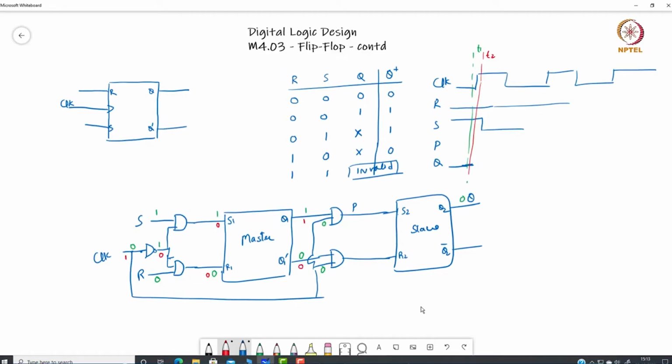Now the clock has become 1, this has become 1. So the value which is given as the input to the slave set is 1, and slave reset is 0 because of this 0. Now because of that my Q is going to be 1, but when will it be 1? Only after the clock has been there, and when this 1 will reach here. This 1 can reach only after the clock has become 1. So after some small duration after the clock has become 1, my output will become 1.